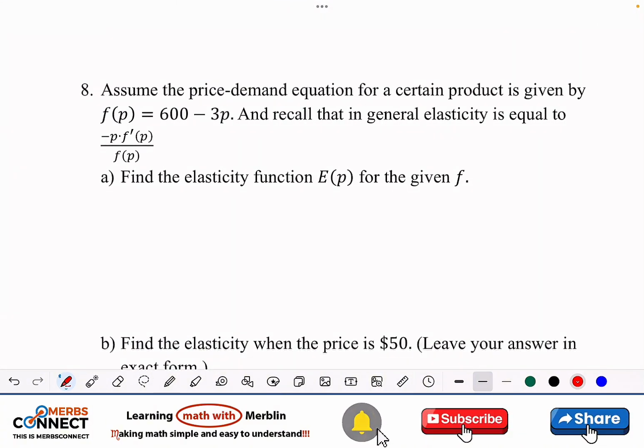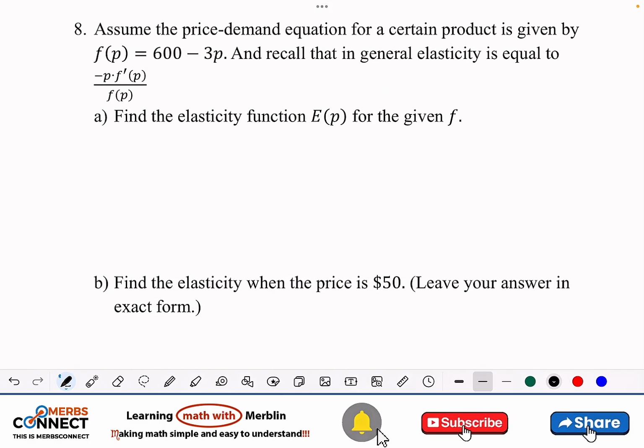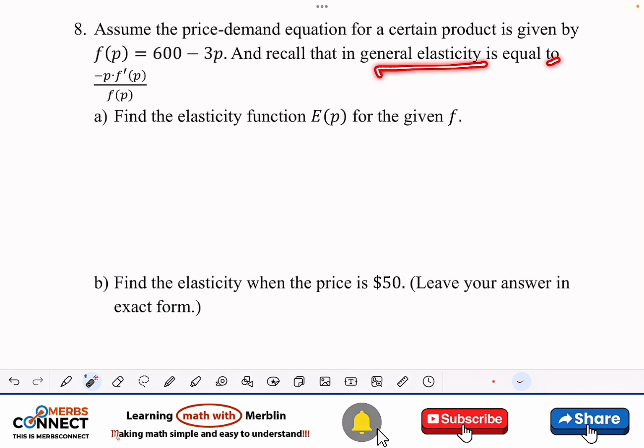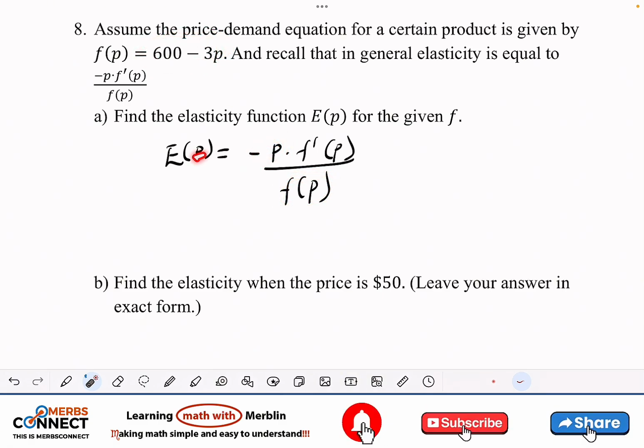We are almost there. Question 8. Oh, I like these questions. I like this one. Elasticity. So we want to find the elasticity, right? Remember, the formula is already given to us. So the general elasticity is E of P equal to minus P F prime of P divided by F of P. I love this question. Now all I need is, I know that F of P is this. I have P here because the function is in terms of P. So all I need to look for is F prime of P. So let's differentiate this, and this is very simple.